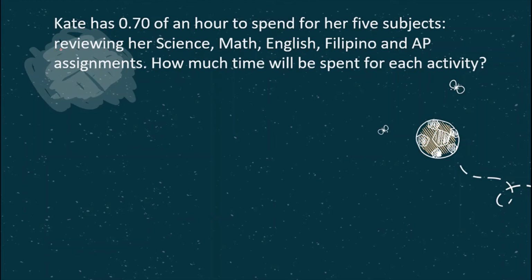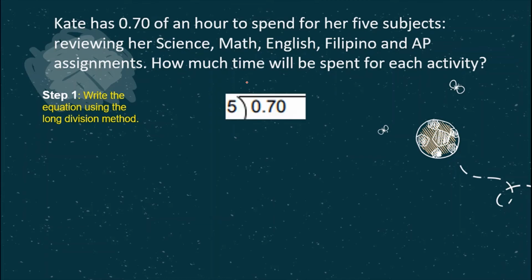Okay, so notice we have here how many subjects? 1, 2, 3, 4, 5. So Kate has 5 subjects and she has only 0.70 of an hour. So this time we are going to find out how much time Kate will spend for each subject. Okay, so we have here 5 subjects, so step number 1, write the equation using the long division method. So we're going to divide 0.70 divided by 5 because Kate has 5 subjects to be finished. Okay, and after this one, write the decimal point directly on the top of our multiplicand.